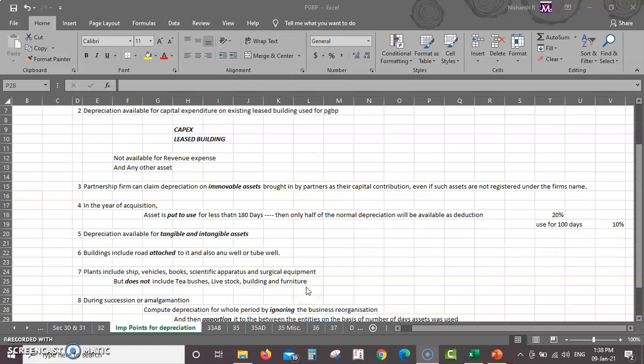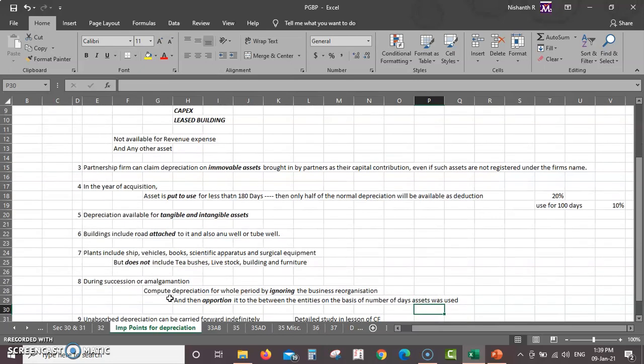Alright. Next. During succession or amalgamation, that is to say when two organizations or two companies are amalgamating or one is taking over the other, how to compute depreciation? That's what this point says. Compute depreciation normally as if nothing happened. So A and B amalgamate to form AB. While computing depreciation, compute as if nothing happened. And after computing depreciation, based on the number of days, split or apportion this depreciation.